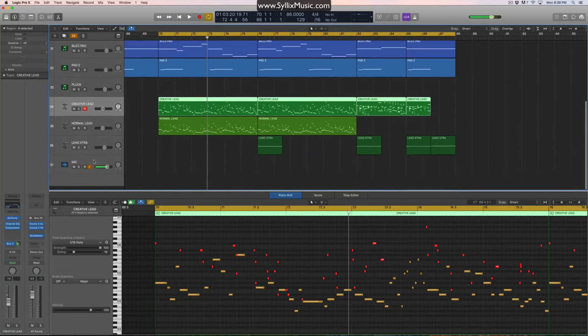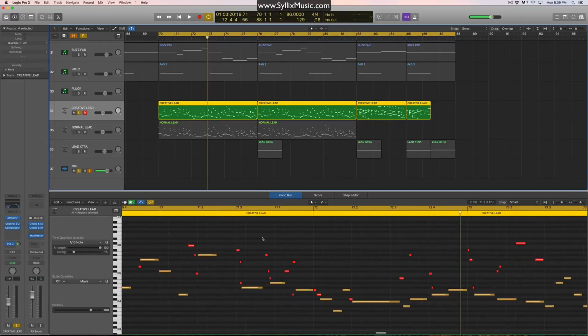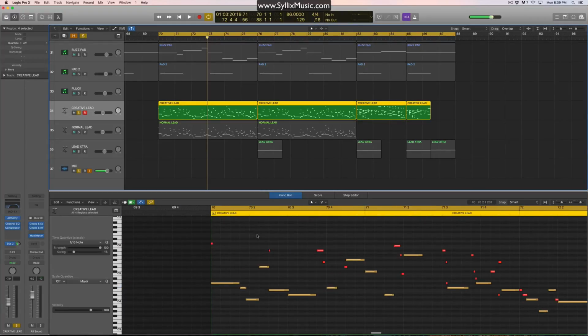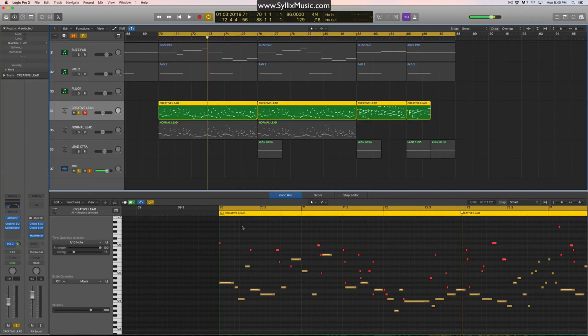Okay, so now if I go ahead and once more solo this again, let's just take another close look at some of these accents here, played a couple of times, which should give you a better idea of what the attack portion of the synth sounds like.